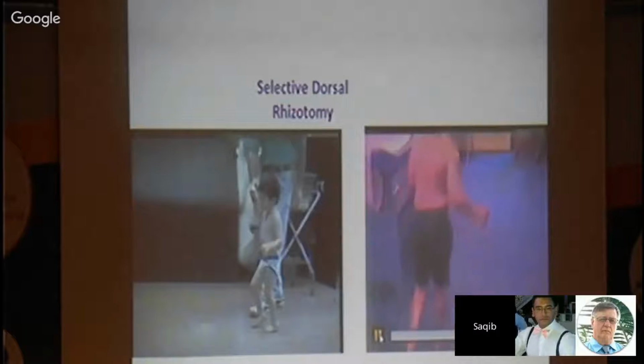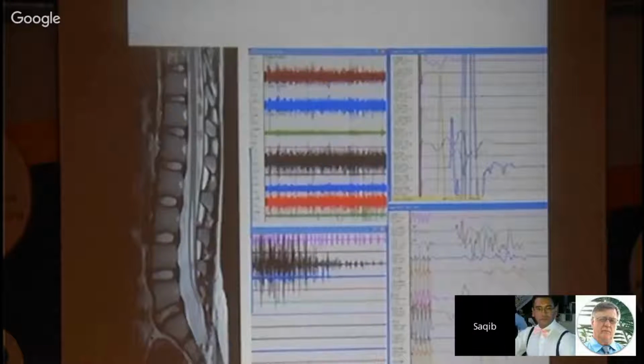I'm sure in Pakistan there are tons of spastic diplegia patients. This is a tethered cord case. You can see EMG irritation. We notified the surgeon, we stimulated the roots, and we were able to separate the filum. The surgery was very successful.